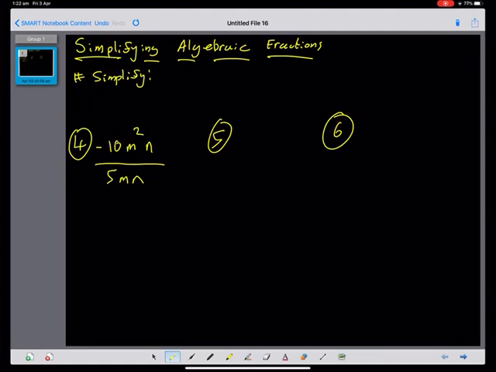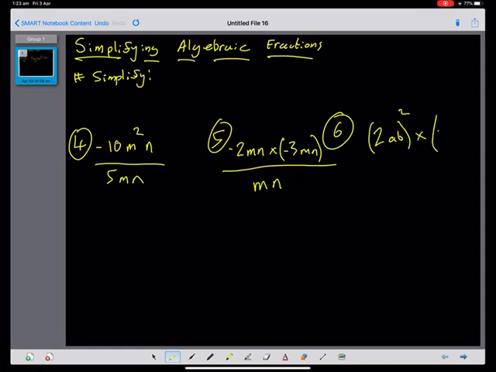Let's do negative 2mn times negative 3mn. I'm going to put a bracket around there, divided by mn, and let's do 2ab squared times 3ab cubed all over 2ab. Okay, pause the video and see how far you can get with these, and then we'll go over the answers.